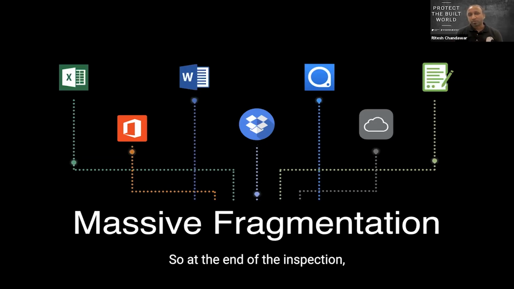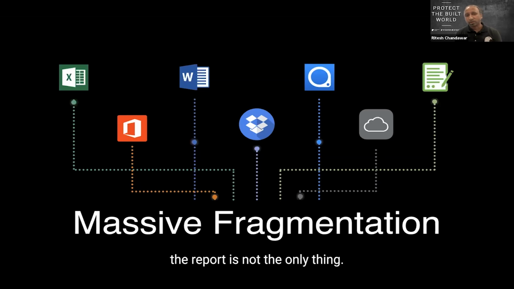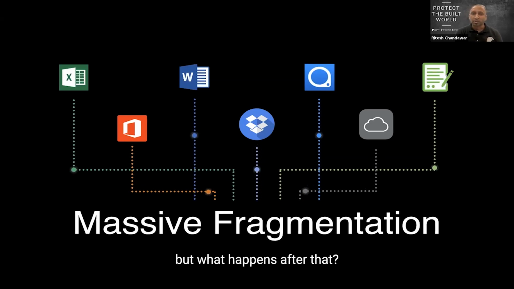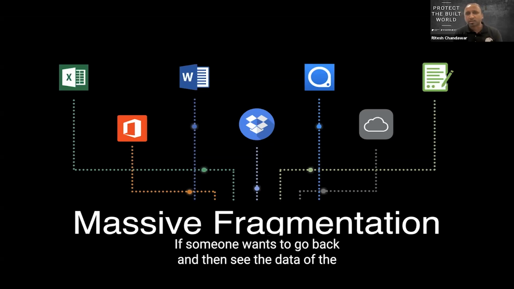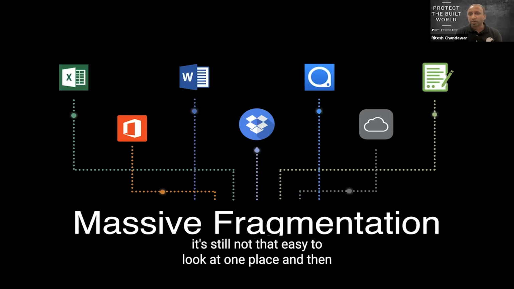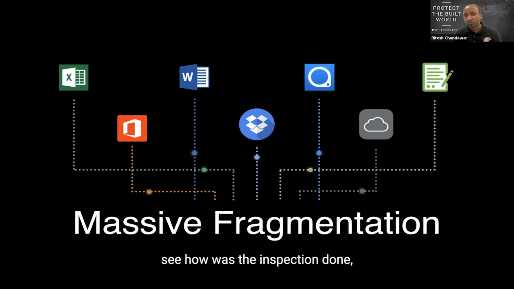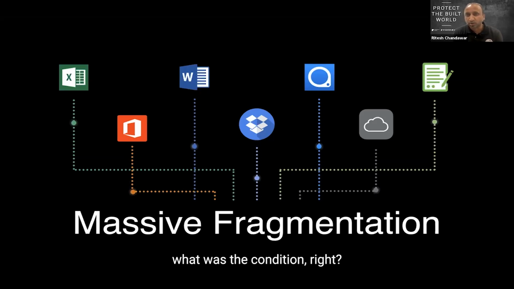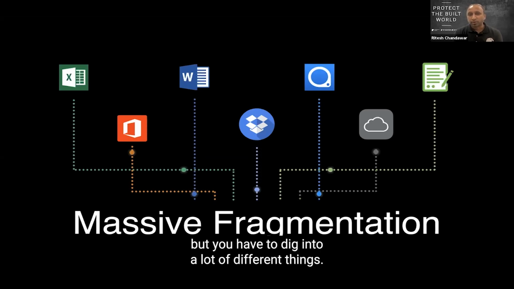So at the end of the inspection, the report is not the only thing. The report, yes, that's the one you need to submit. But what happens after that? If someone wants to go back and see the data of the inspection, it's still not that easy to look at one place and see how the inspection was done, what data was captured at that point of time, what the condition of the asset was, right? To do that, it's not easy. I would not say it's not doable, but you have to dig into a lot of different things.